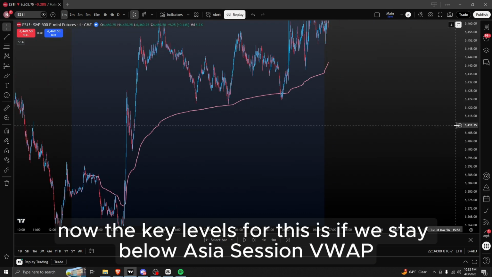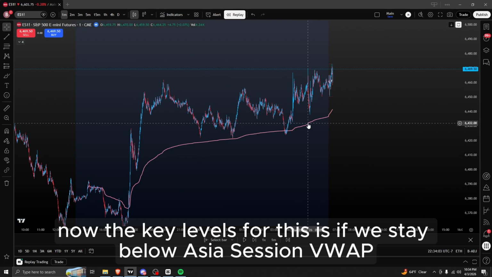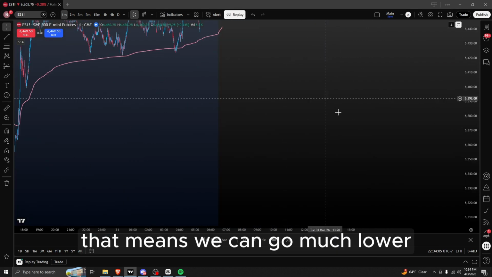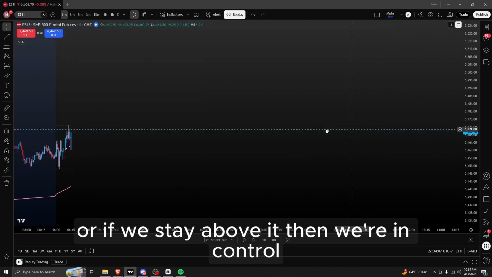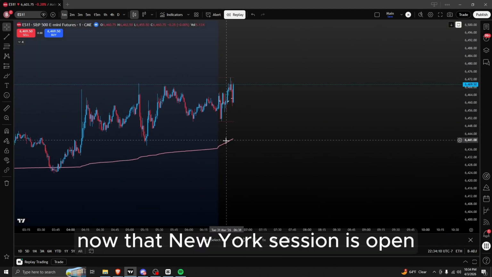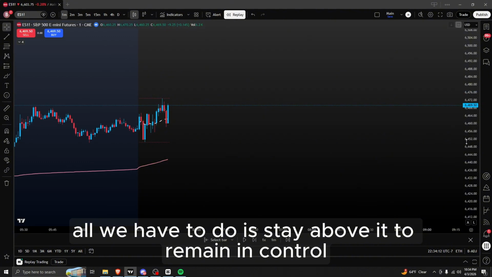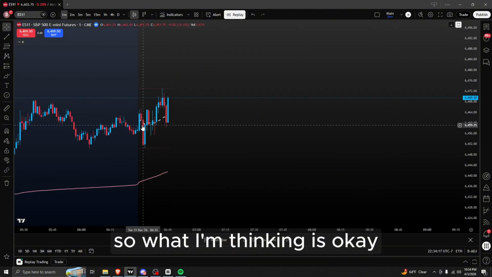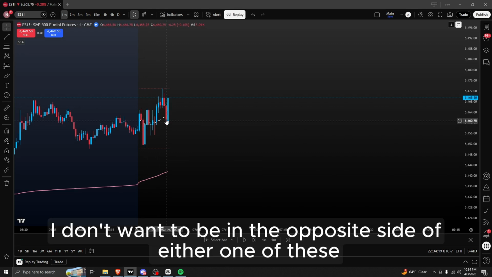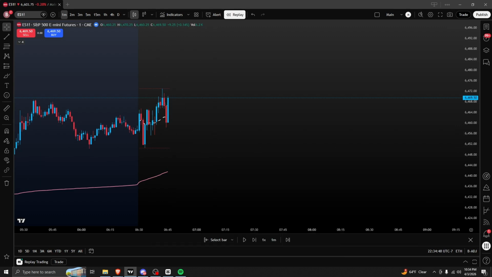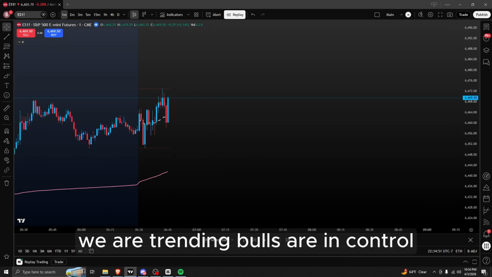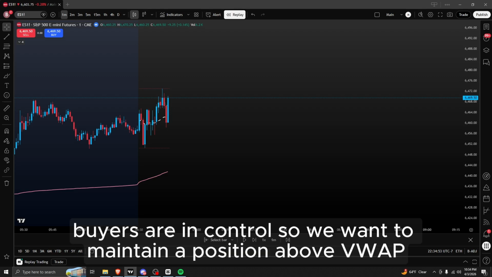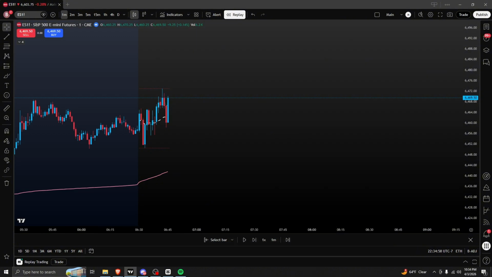Now, the key level for this is if we stay below Asia session VWAP, that means we can go much lower. Or if we stay above it, then we're in control. Now that New York session is open, all we have to do is stay above it to remain in control. So what I'm thinking is, okay, since the buyer's in control, I don't want to be on the opposite side of either one of these. In this instance, we are trending. Bulls are in control, buyers are in control. So we want to maintain a position above VWAP.